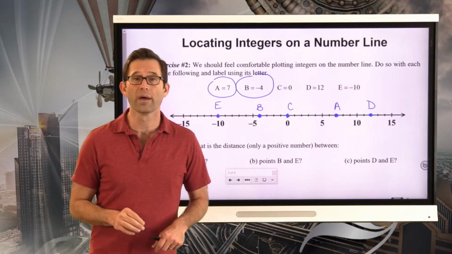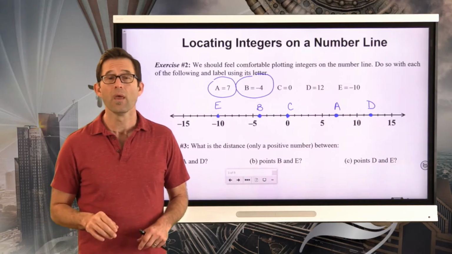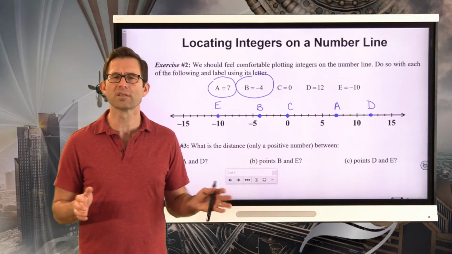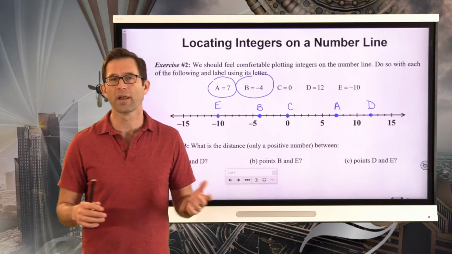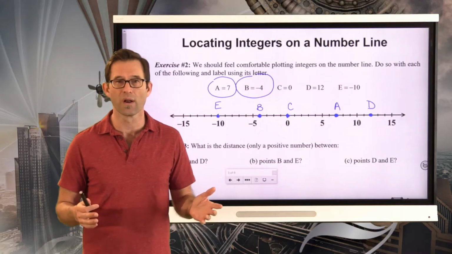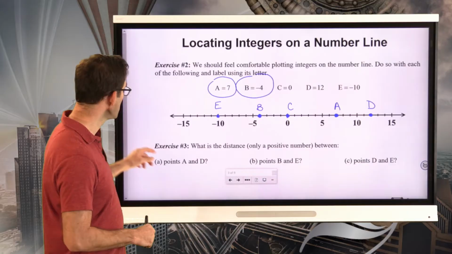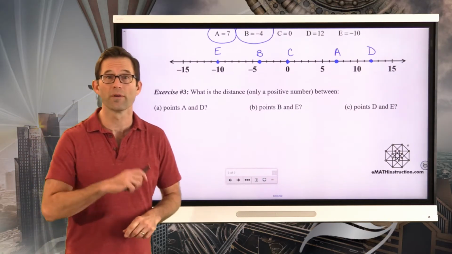Now, a very important idea in general math, physics, science, all of that, is if we have 2 points plotted on a number line, what is the distance between them? And distance is always a positive number. We never talk about a distance of -10 meters or anything like that, right? Distance is a positive number. So let's take a look at exercise number 3, but keep those points up on the board.